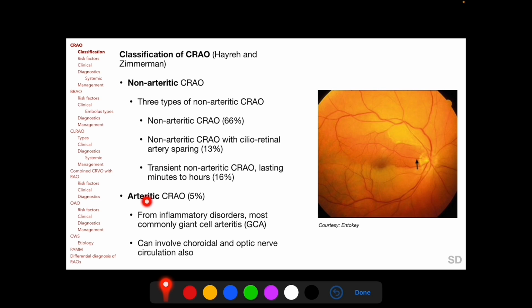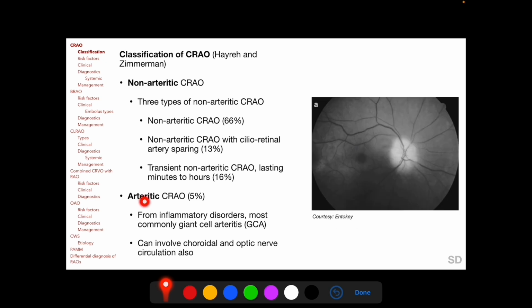Arteritic CRAO contributes to only 5% of all CRAOs, and arteritic CRAO can occur from inflammatory disorders, most commonly giant cell arteritis, and this is very important to remember. Arteritic CRAO can involve the choroidal and the optic nerve circulation also, as seen here in this clinical photograph, which shows severe optic disc pallor along with pallor of the retina.